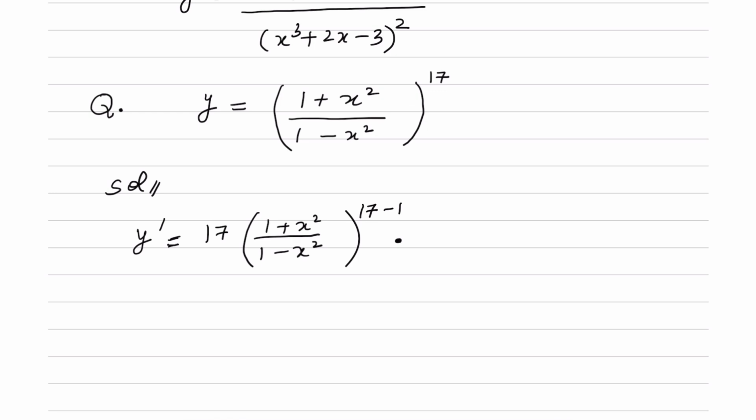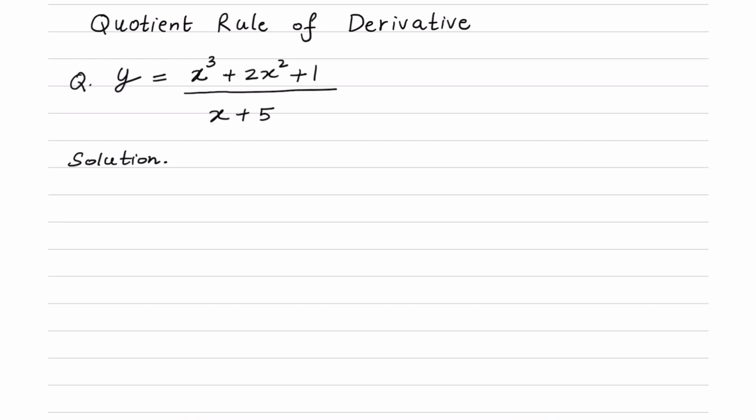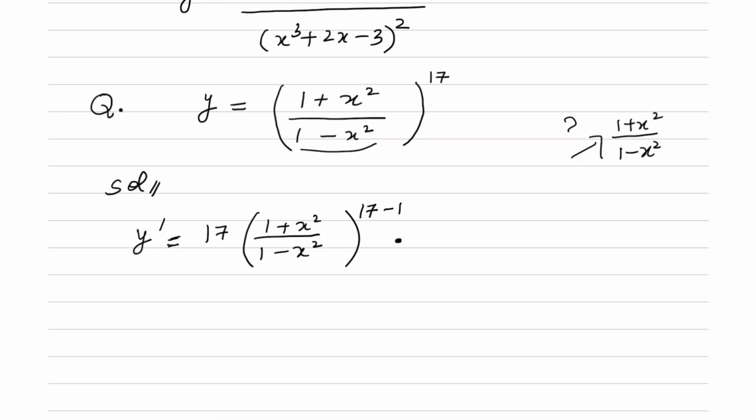Then multiply it with the derivative of the term inside the whole power, which is this 1 plus x square over 1 minus x square. And since 1 plus x square over 1 minus x square is in the form of a fraction, for its derivative we will apply the quotient rule of derivative.